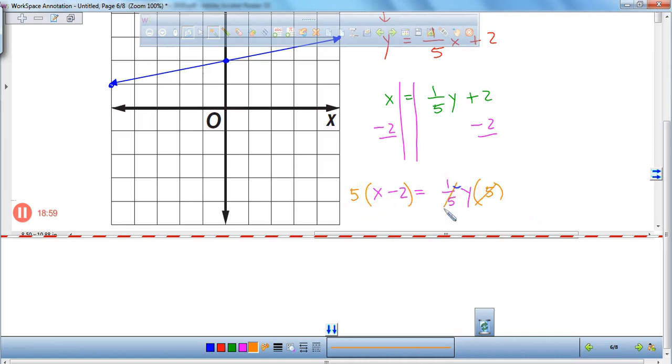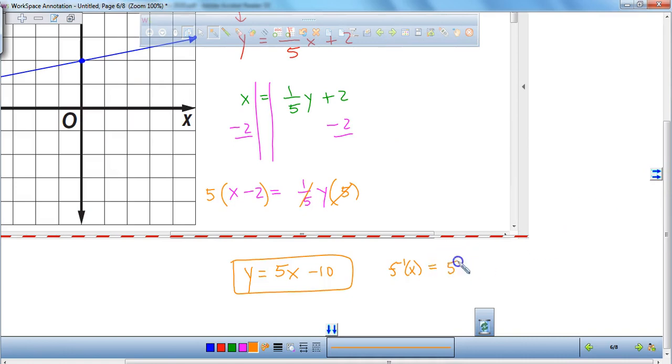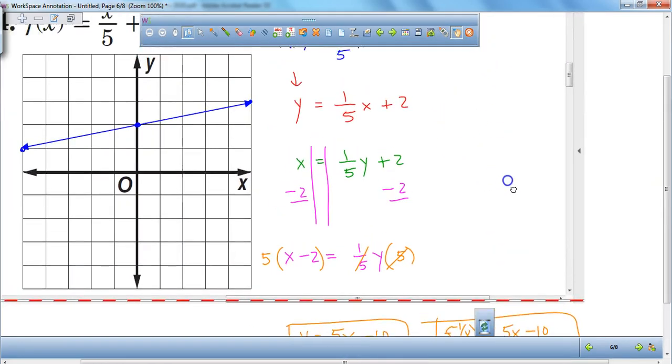So this 5 cancels out this 5. And you're left with y equals 5 times x, which is 5x, and 5 times negative 2 is negative 10. And there we go, there's our inverse. So I'm going to put the inverse of a. The inverse of our function is going to equal 5x minus 10. Bam. There we go.